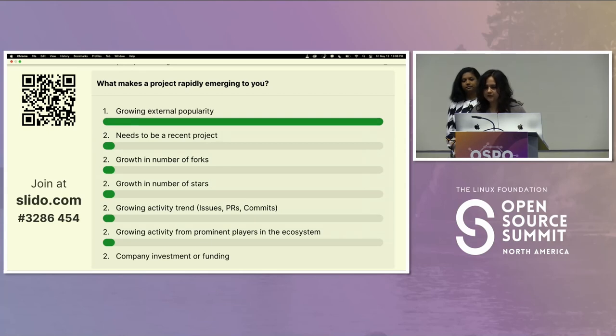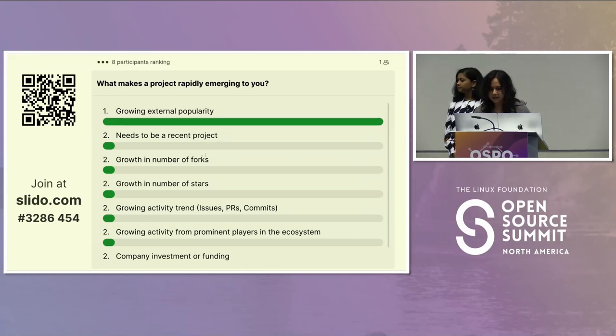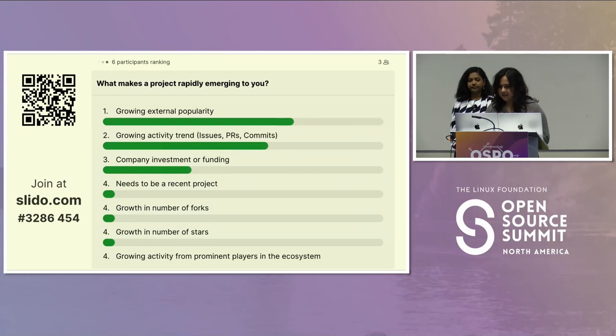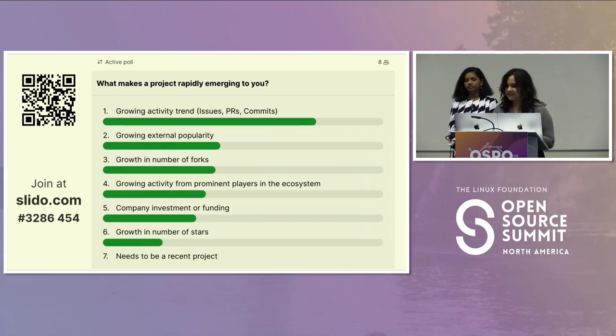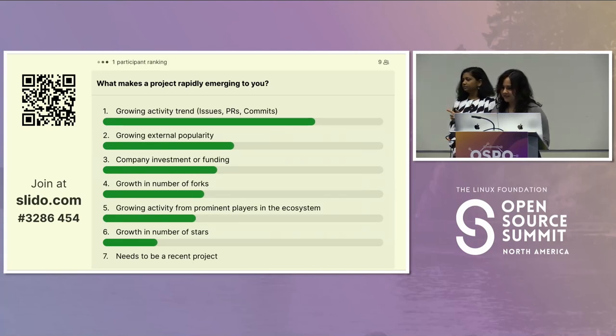I see some votes for growing external popularity, growing activity trend, not much stars and forks. Company investment is also important for some people. So it's mainly growing activity trend, external popularity, company investment. Number of forks.